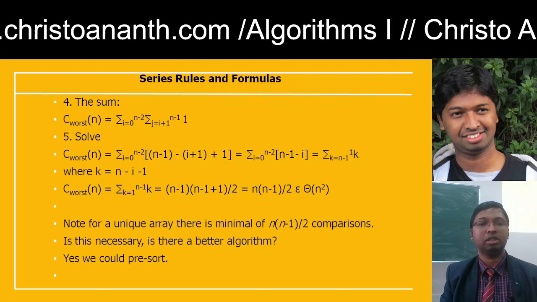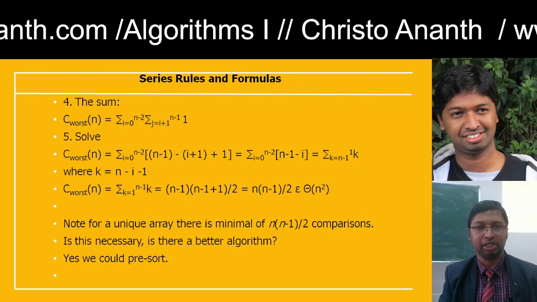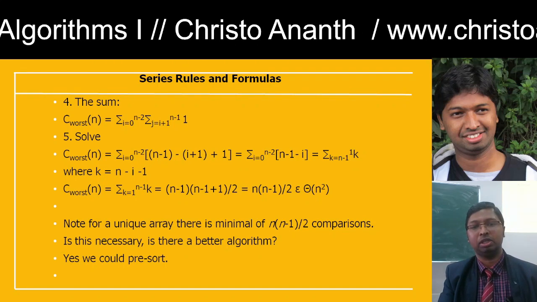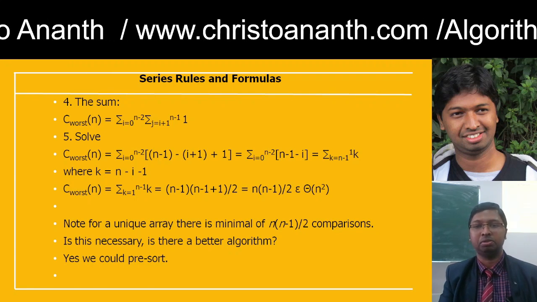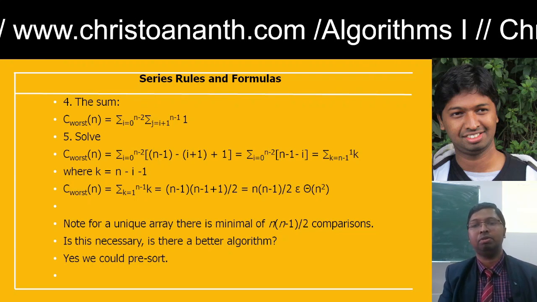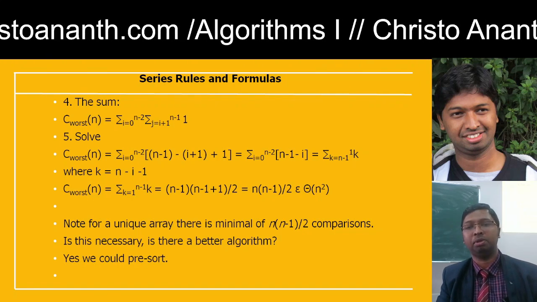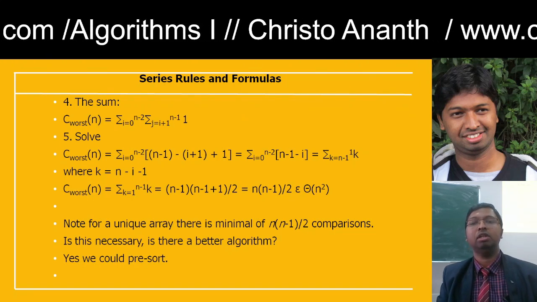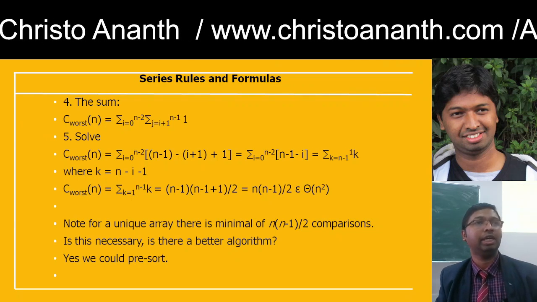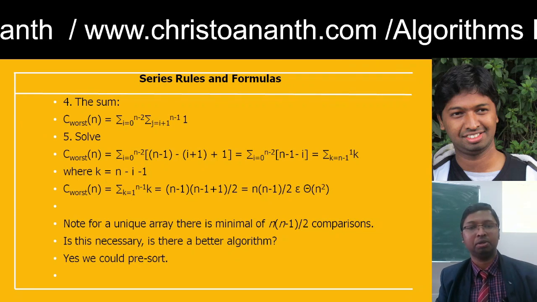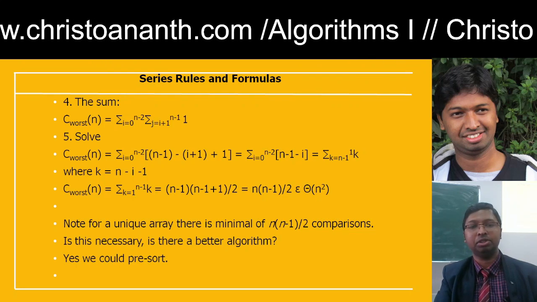Then for the worst case again, summation k equal to 1 to n minus 1 of k equals (n minus 1) into (n minus 1 plus 1) by 2. That can be simplified as n into (n minus 1) by 2, which is theta of n squared. So you will be having n into (n minus 1) by 2 comparisons.